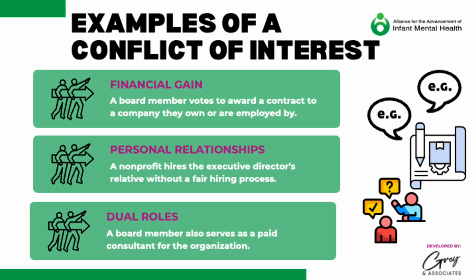And here are some examples of conflicts of interest. When I talk about financial gain, I'm talking about a board member voting to award a contract to a company they own or are employed by. That's a big no-no. Personal relationships: a nonprofit hires the executive director's relative without a fair hiring process. And finally, holding dual roles: a board member also serving as a paid consultant of that organization. Those are some conflicts of interest.